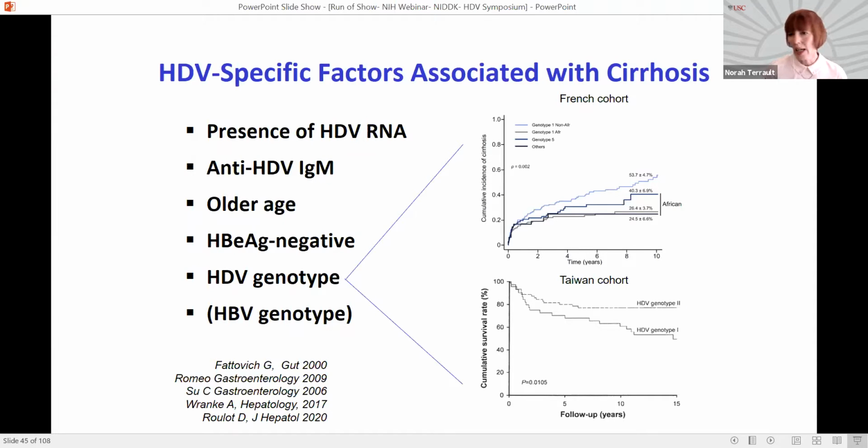And I wanted to highlight the genotype. I think it's interesting, sort of an evolving area. I show you two studies. One's a French cohort on the top, and the second is a Taiwanese cohort on the bottom. What the two studies showed is that the genotype 1 patients did worse, whether compared to the African genotype 1 and genotype 5 patients shown at the top, or compared to genotype 2 in the Taiwanese cohort on the bottom. But in both instances, there was a genotypic difference in terms of their risk for cirrhosis and/or survival. Next, please.